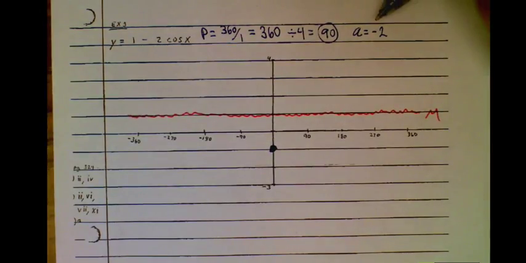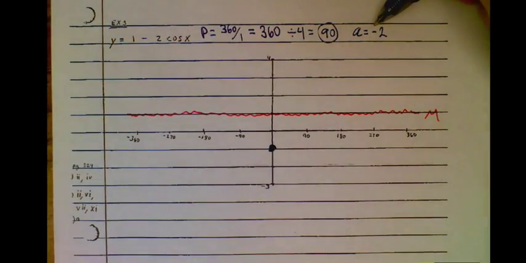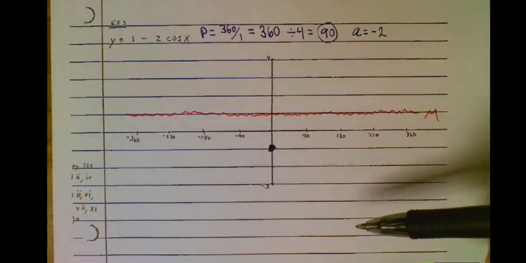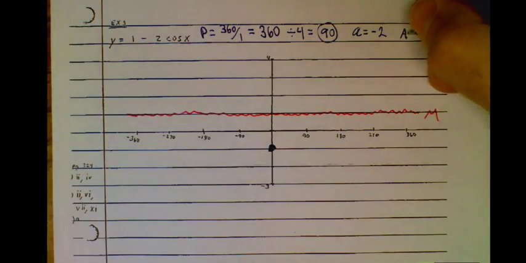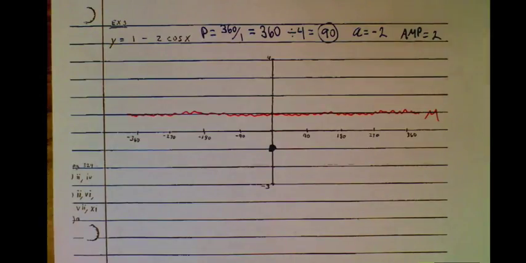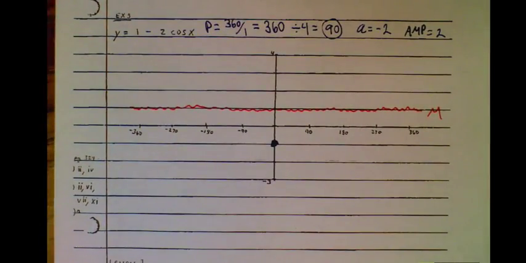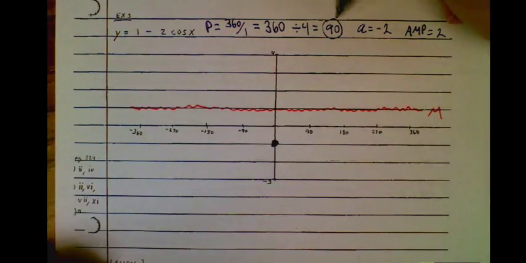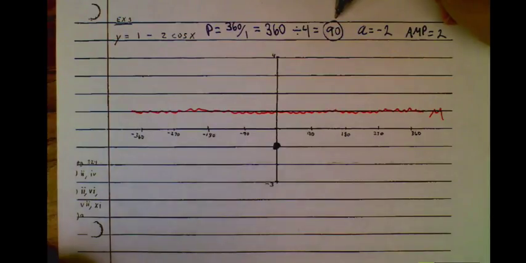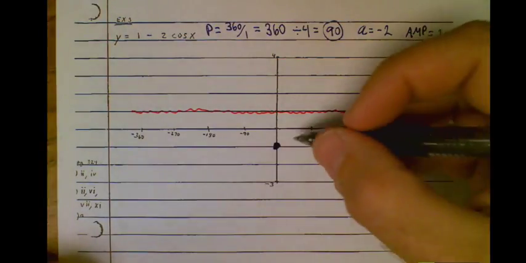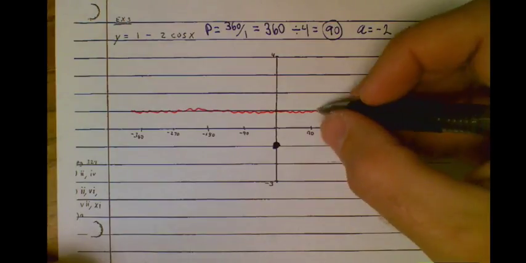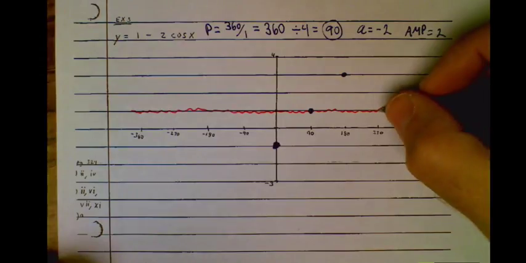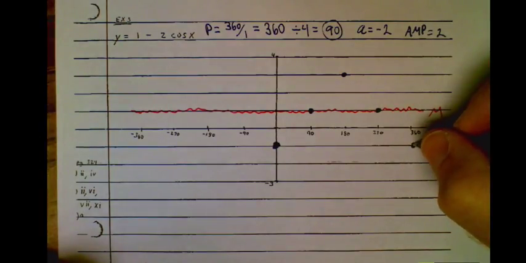So identifying A as a positive or a negative is really important in establishing whether or not you're starting above or below the midline. So again, we know the amplitude itself is always stated as a positive, even though the A value is negative. Okay, anyway, from here we just continue the trend. I'm going to be making a mark every 90 degrees. Remember the pattern of the cosine graph always does amplitude, midline, amplitude, midline, amplitude.